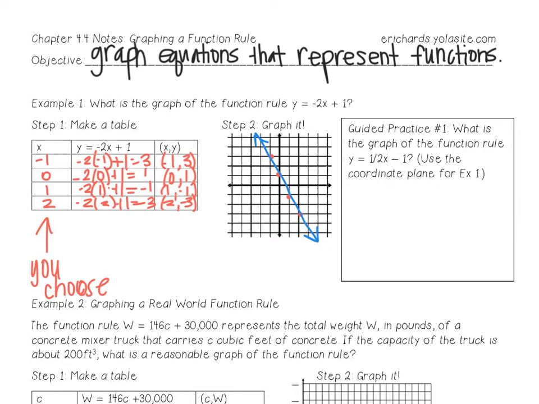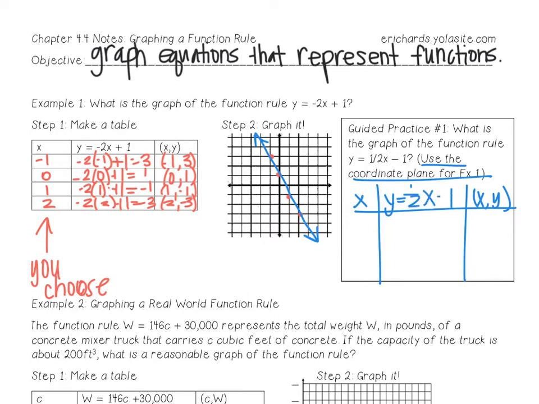Guided practice number 1. They want you to graph the function rule y equals 1/2 x minus 1. And I put on there that you need to use the coordinate plane for example 1. So you're going to make a table. Your function goes in the middle, 1/2 x minus 1, and you're going to choose some x's. You can still choose negative 1, 0, 1, and 2. Plug those 4 numbers in, pause the video, and I'll give you the points you should get in just a second.